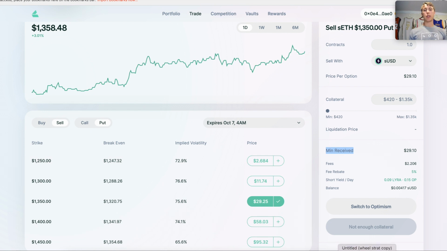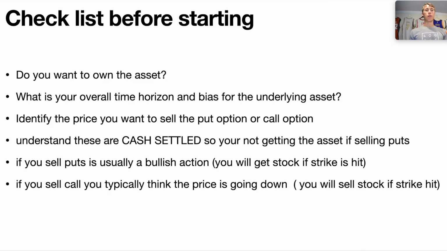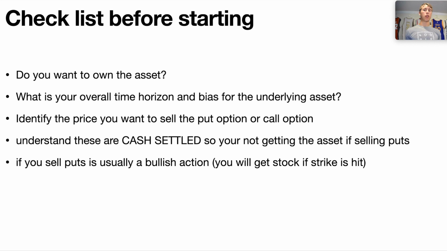Let's go back to the PowerPoint to talk some more about wheel strats. If you sell a call, which is the other side, this means you think the price is going down. Whereas buying call options is bullish, because if you buy a call option, this gives you the right to buy that particular asset at that certain price. So these are limit orders.